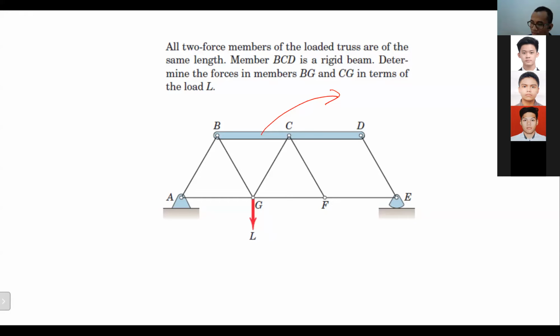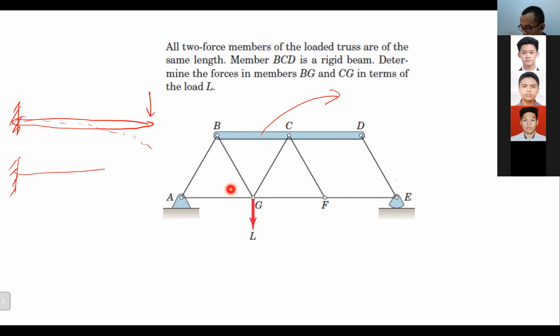So basically, a rigid beam is something that you cannot deform. For example, if I have a deformable beam and I fix it at this particular end and put a load at the other end, it will deform. When we talk about rigid beams, if we do it the same way and put a load like this, it will not deform at all. So that's why we call it a rigid beam.